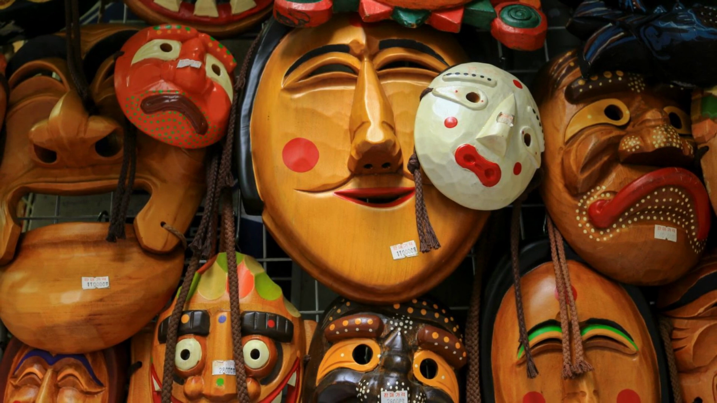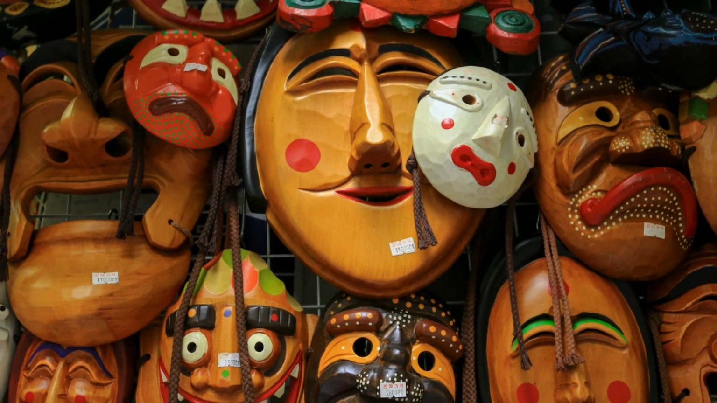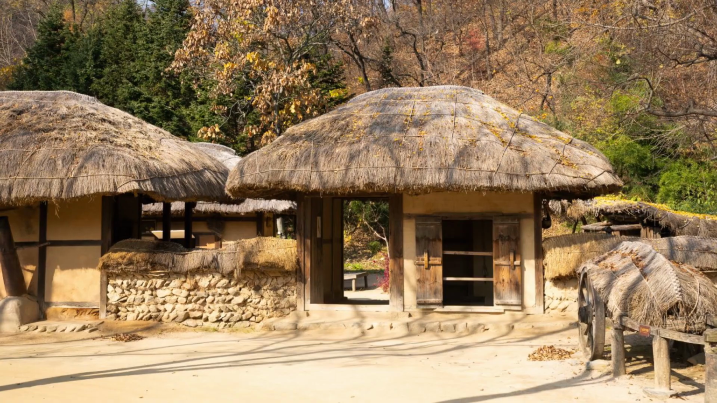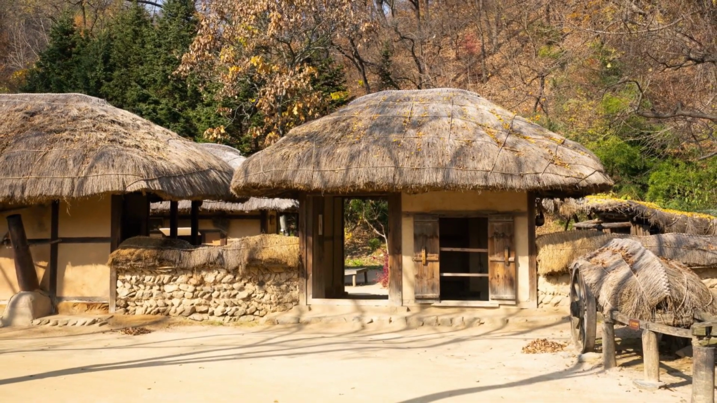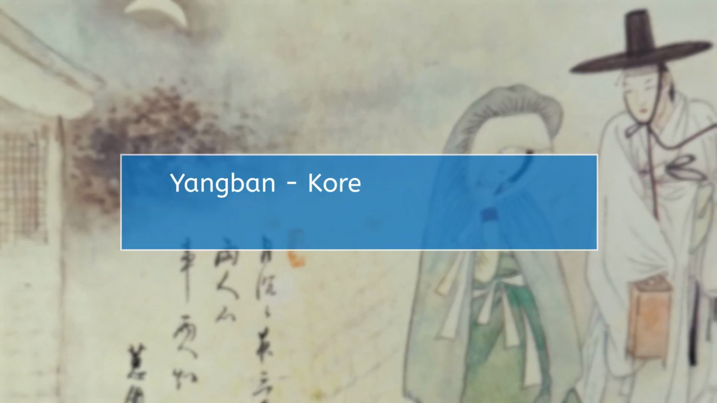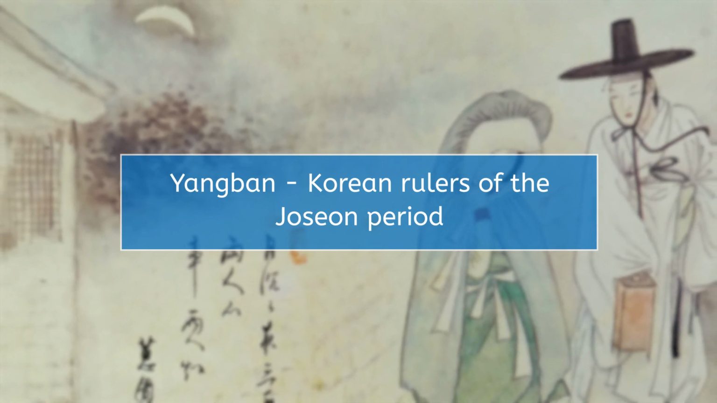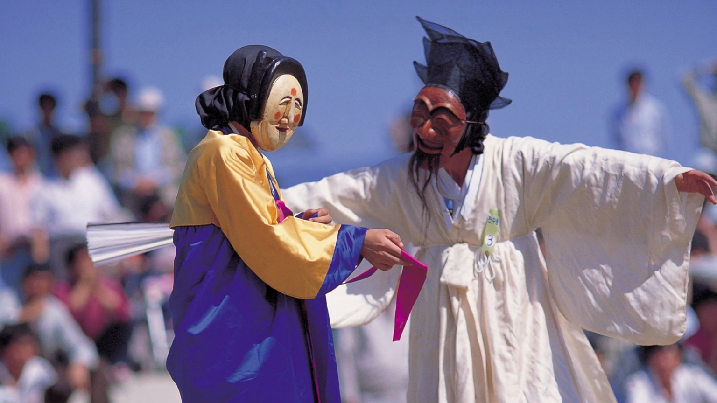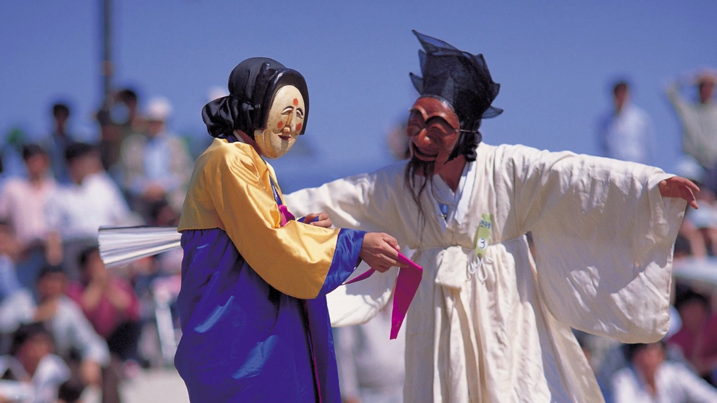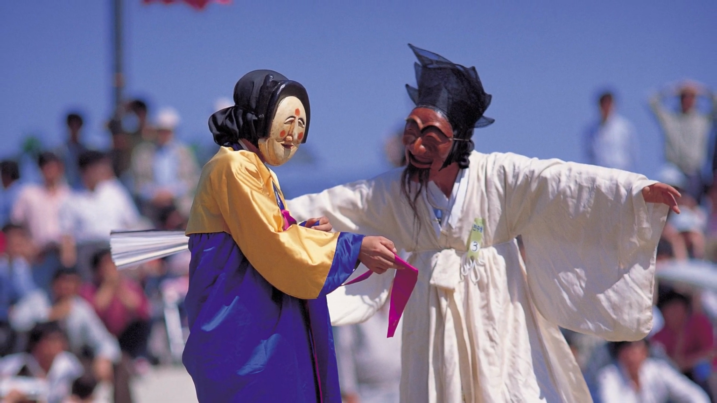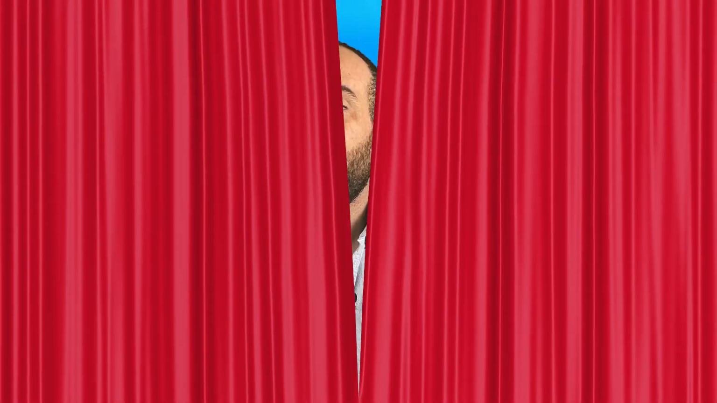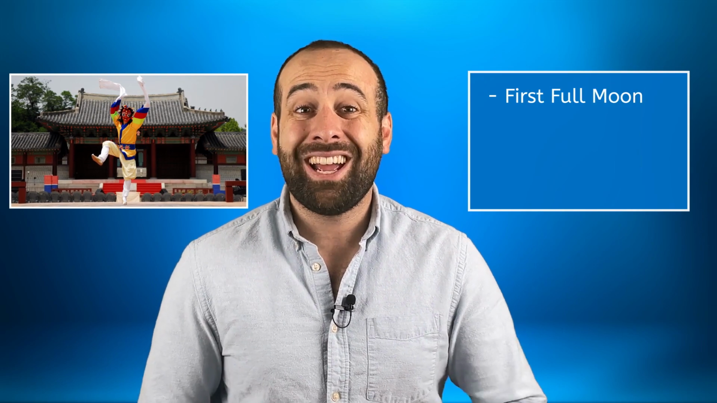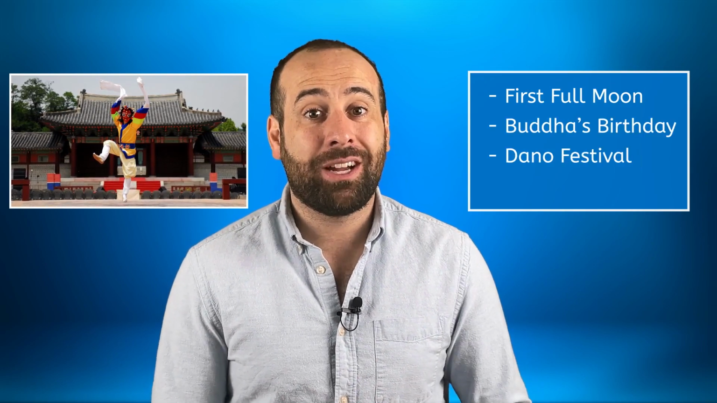The masks offered commoners a way to release their frustration against those in power while still remaining anonymous. These folk dramas allowed the lower class to express their anger over how the Yangban, the Korean rulers of the Joseon period, treated them. Talchum performances criticized members of the aristocracy and Buddhist hierarchy while also poking fun at lower class stereotypes. Traditionally, talchum was performed on special days such as the first full moon, Buddha's birthday, the Dano festival, and a mid-autumn harvest festival called Chuseok. Talchum is still performed to this day.